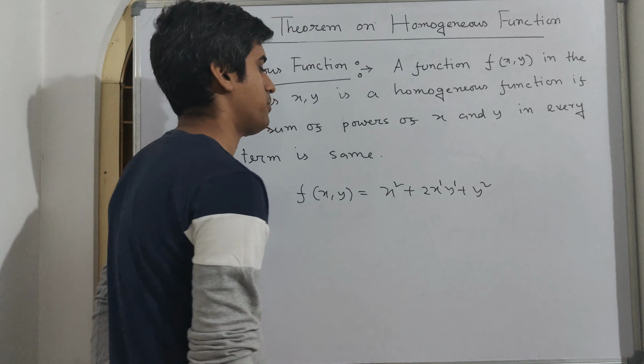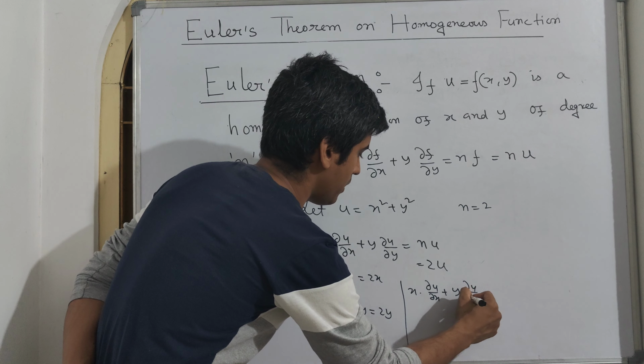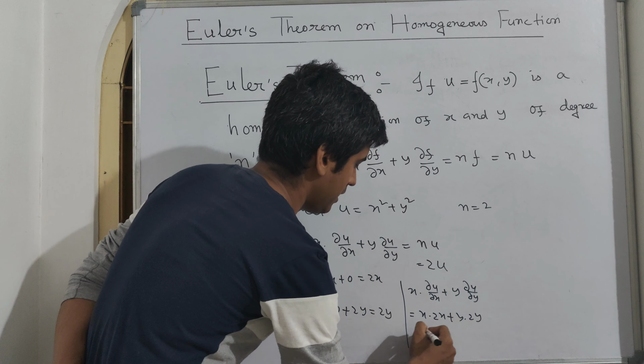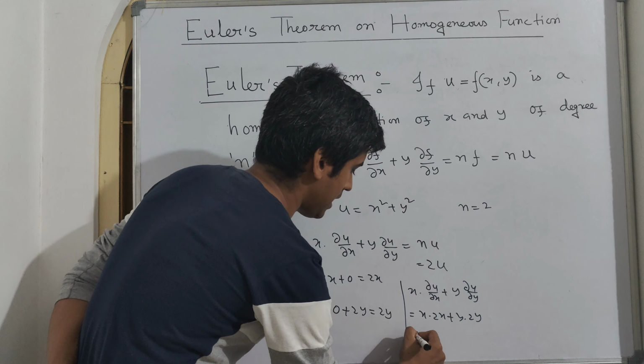Now putting the values of del u del x and del u del y, we get x into del u del x plus y into del u del y will be x into 2x plus y into 2y, that will be 2x square plus 2y square, that is 2 into x square plus y square equals 2 into u. So here we can see that x into del u del x plus y into del u del y equals 2u. So here Euler's theorem is verified.